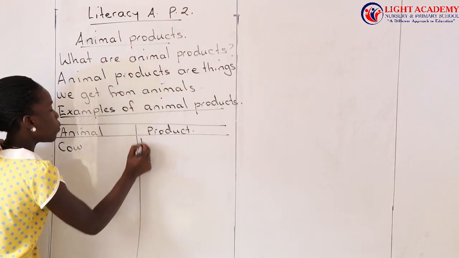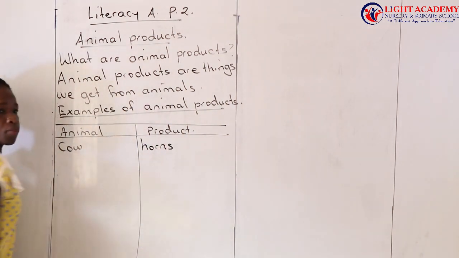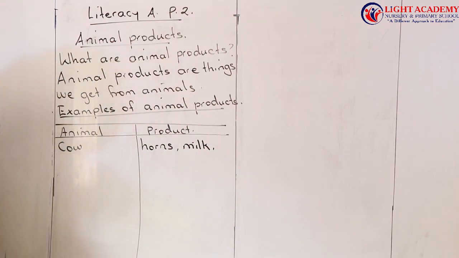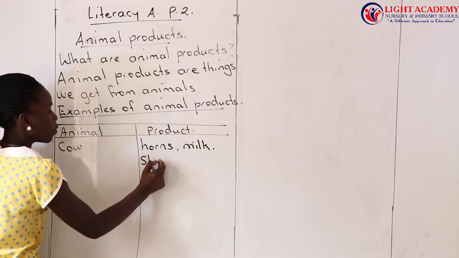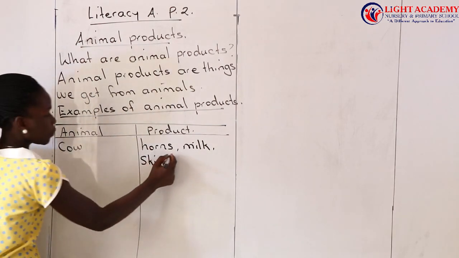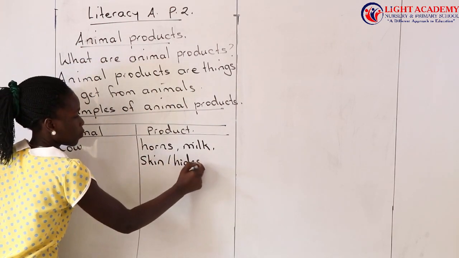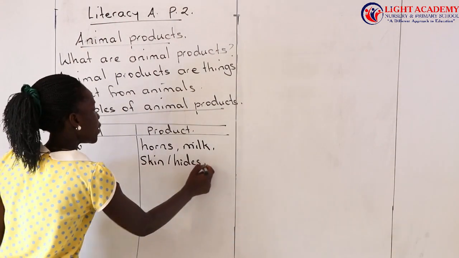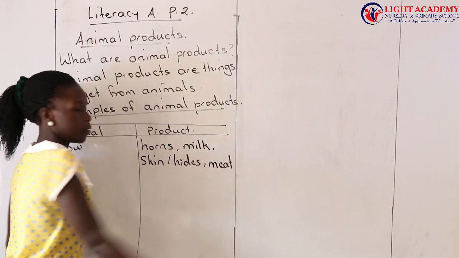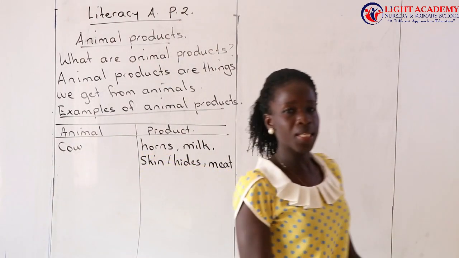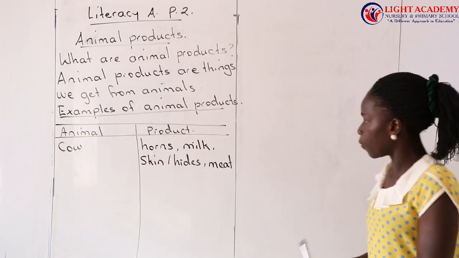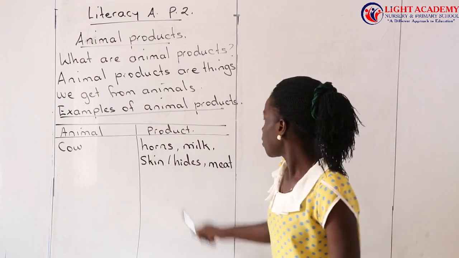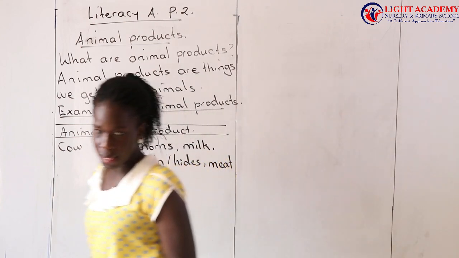From a cow, we get horns, we get milk, we can get the skin or the hides and many others. Or we can even get the meat. That is the beef. Those are some of the products that you get from a cow. We get horns, we get milk, we get skin or hides, we get meat and many others.